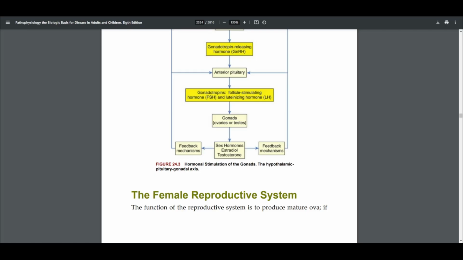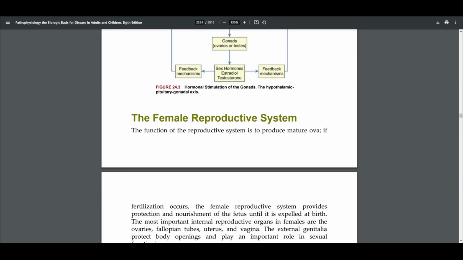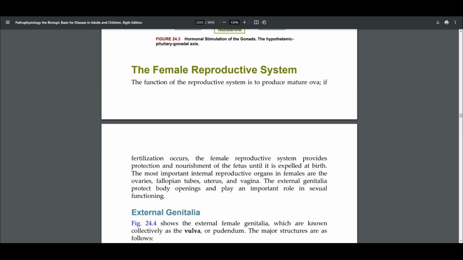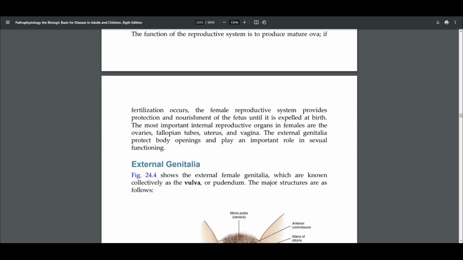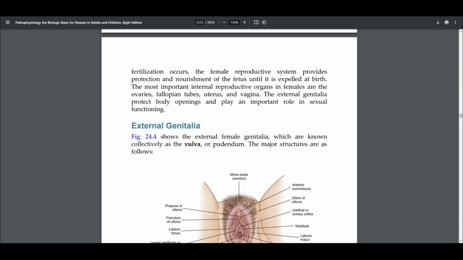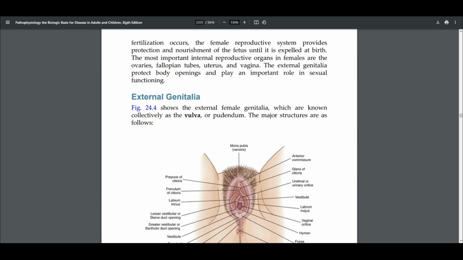The female reproductive system. The function of the reproductive system is to produce mature ova. If fertilization occurs, the female reproductive system provides protection and nourishment of the fetus until it is expelled at birth. The most important internal reproductive organs in females are the ovaries, fallopian tubes, uterus, and vagina. The external genitalia protect body openings and play an important role in sexual functioning.